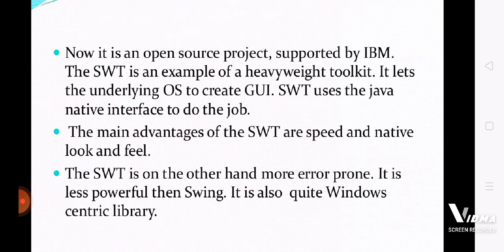SWT is an example of a heavyweight toolkit and it lets the underlying operating system create GUI applications. SWT uses the Java Native Interface to do the job. The main advantages of SWT are speed and native look and feel. On the other hand, SWT is more error prone and less powerful than Swing. So we know that Swing, as compared to SWT and AWT, is much more flexible and easier to use.